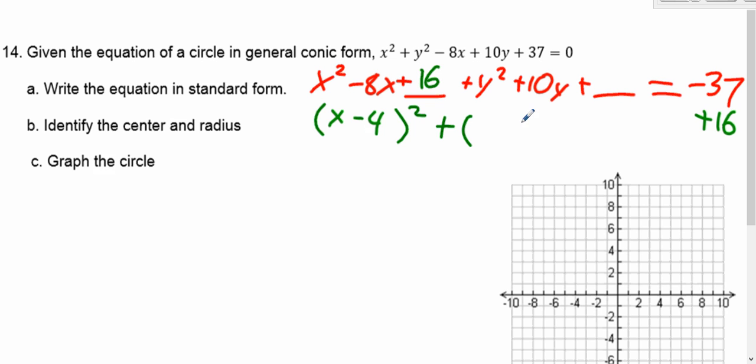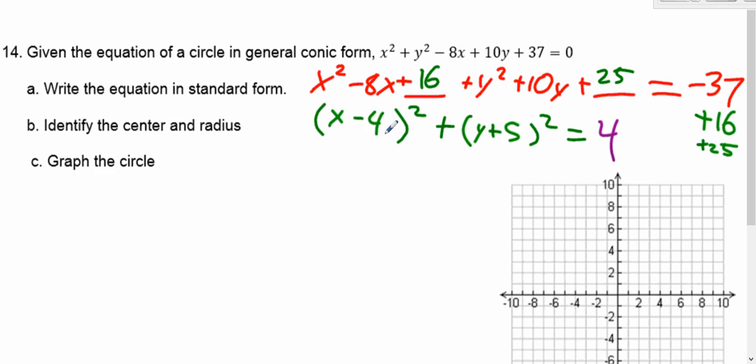You do the exact same thing with the y's. Half, so b over 2 is 5 squared is 25. If we add it to the left, you have to add it to the right. So when we now factor that y squared plus 10y plus 25, that's just y plus 5. 5 times 5 is 25, 5 plus 5 is 10. Equals, now we add all these numbers up, so that is 31, 41 minus 37 is 4. So there's our equation.